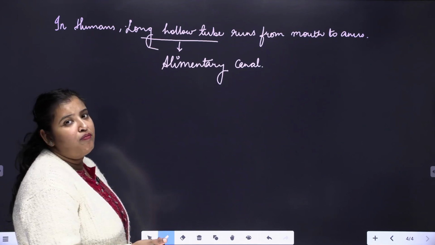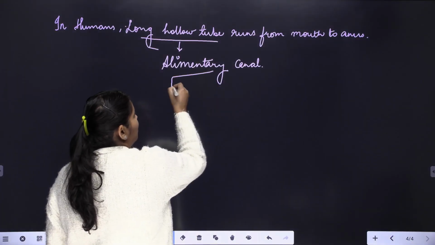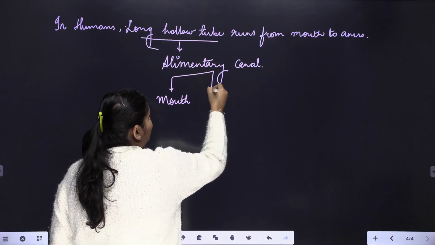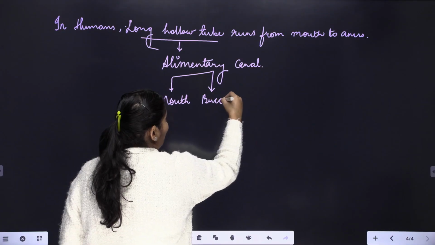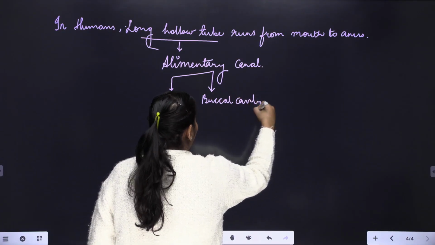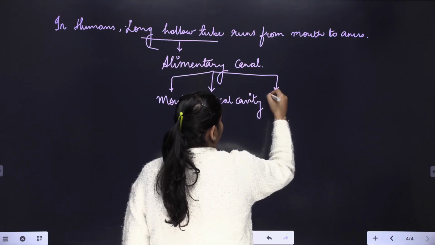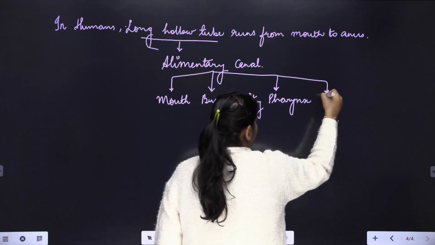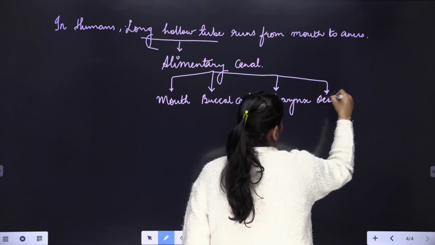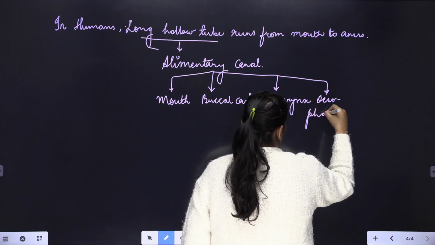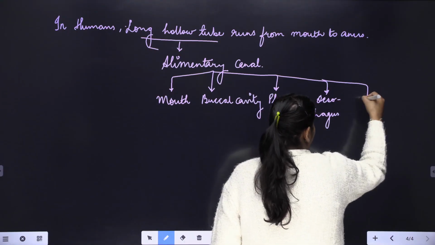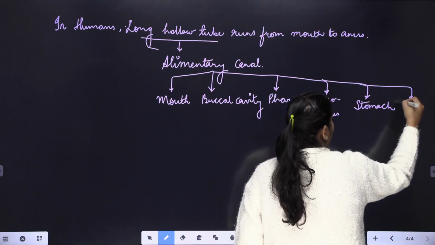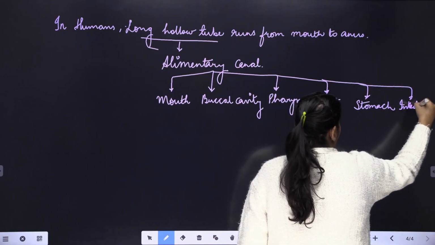As I said, it runs from mouth to anus. So alimentary canal will definitely start from mouth because that is the site of ingestion. Mouth opens into the next structure, which is the buccal cavity. Buccal cavity leads into pharynx. Pharynx leads into the esophagus, which is the food pipe. Then we have stomach. And finally, what we have are intestines.